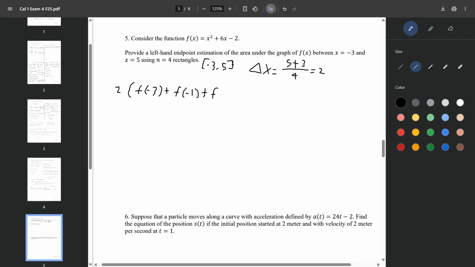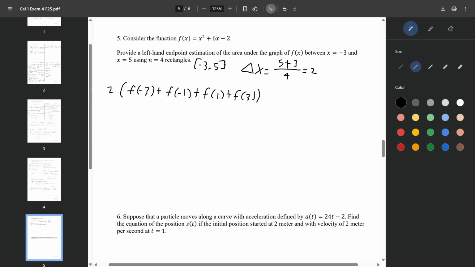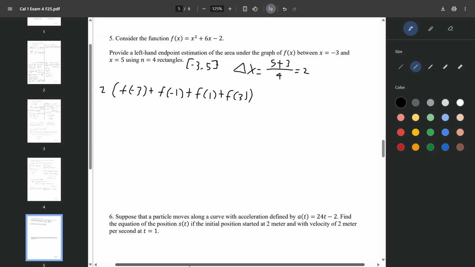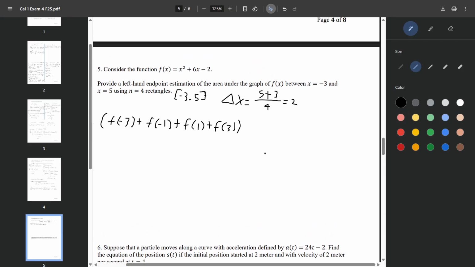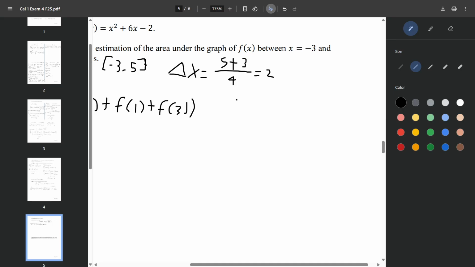Plus f of -1 plus 2, which is 1. And then finally, one more time, 1 plus 2 is 3. So the final rectangle is going to be f of 3. So now that we have our equation, now we need to solve for each one of these f of x's. So this will take a little while, but we will do it right here.